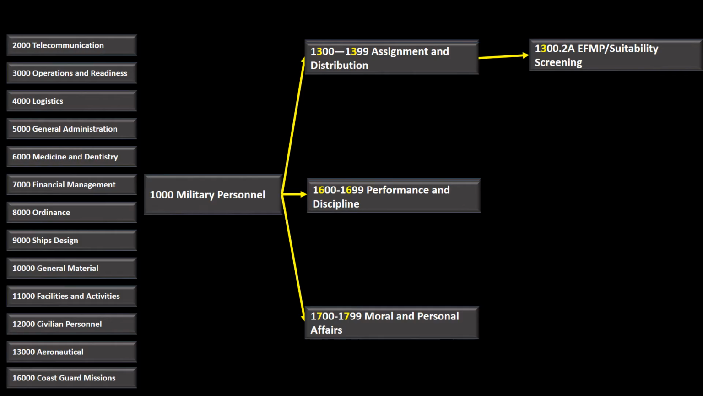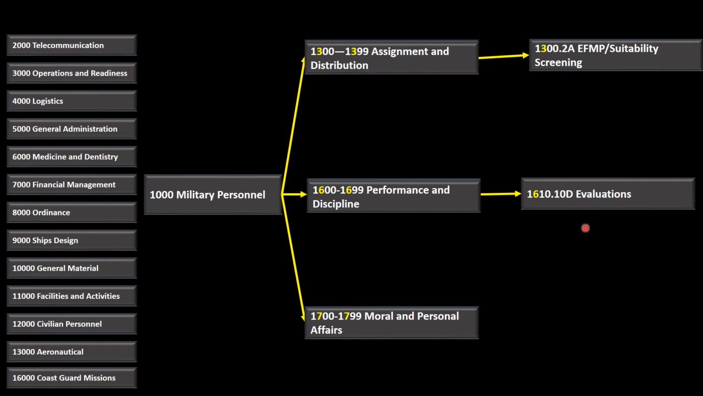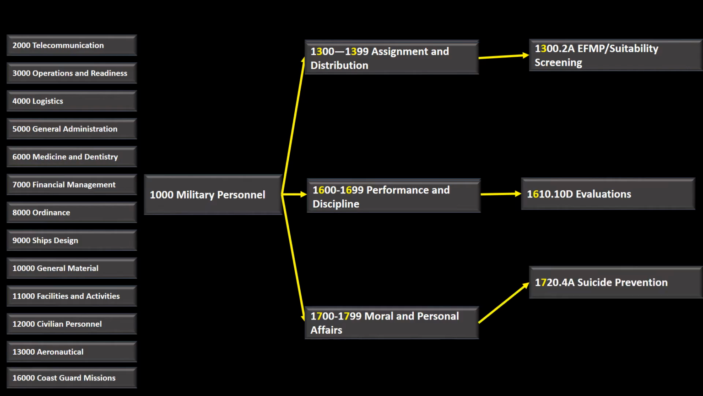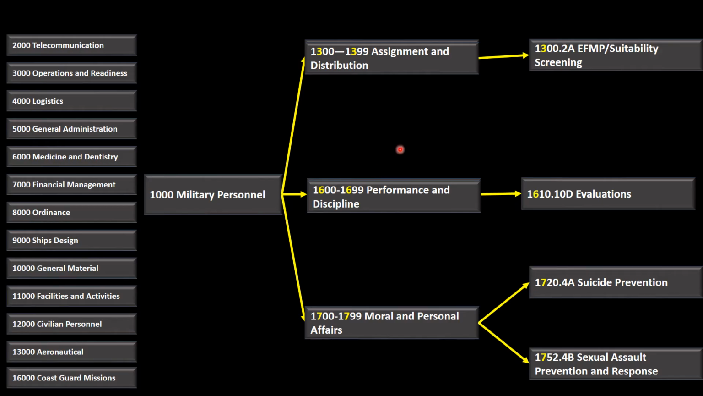Our 1600 series, the instruction we have on there, of course, is our 1610.10 Delta, our instruction on the Navy Evaluation System. And then our 17, we've got two in our PMK. We've got the 1720.4 Alpha suicide prevention, and then the 1752 sexual assault prevention and response. And that's on the bibliography for our 1000, and that has to do with military personnel. 13 specifically assignment and distribution, 16 performance and discipline, 17 morale and personal affairs.